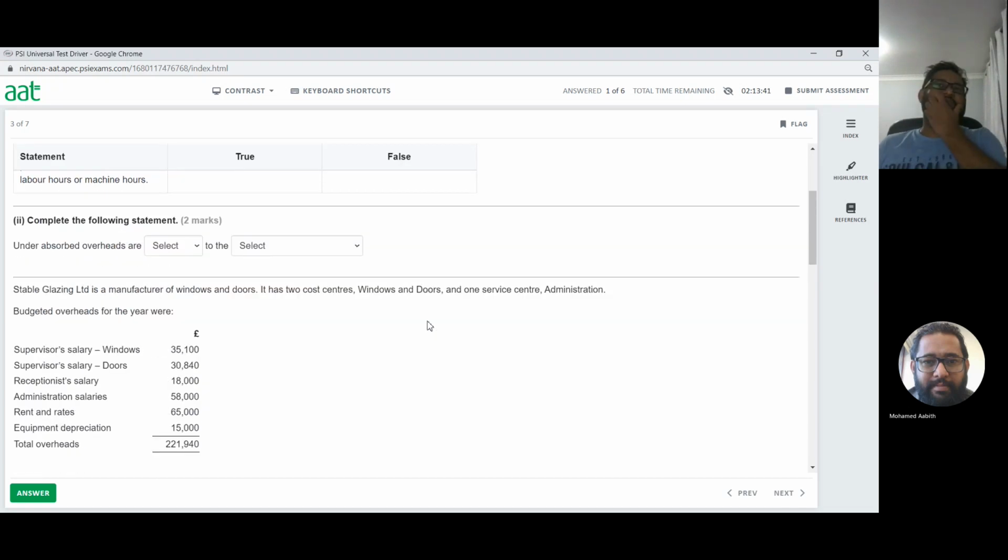Now they're asking you the last part, part two. Complete the following statements. Under-absorbed overheads are what? They're going to look at it here, debited or credited to your bank account or statement of profit and loss. Probably you can know straight away, absorbed overheads don't go in your bank account. So you can eliminate that answer and choose your profit and loss statement.